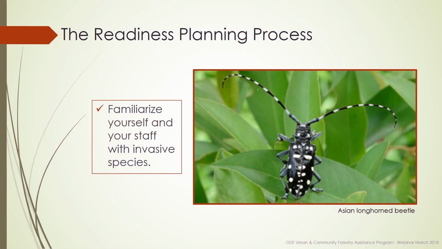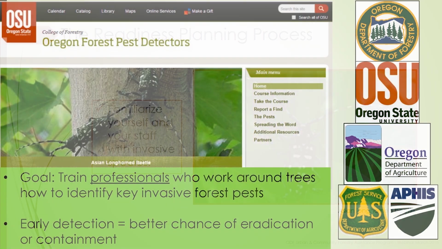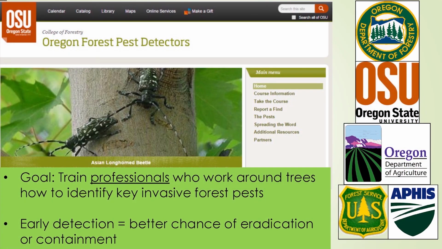There are recommended steps a community can take when developing their strategy. I will spend the rest of my time with you briefly going through each of them. Please adapt the following to what works best in your community. One of the first steps to take is to familiarize yourself and your staff with invasive species. Receive training on what invasive species are, what they look like, what signs and symptoms to watch for, and what the affected trees look like. The Oregon Forest Pest Detector website is a great place to start this training.